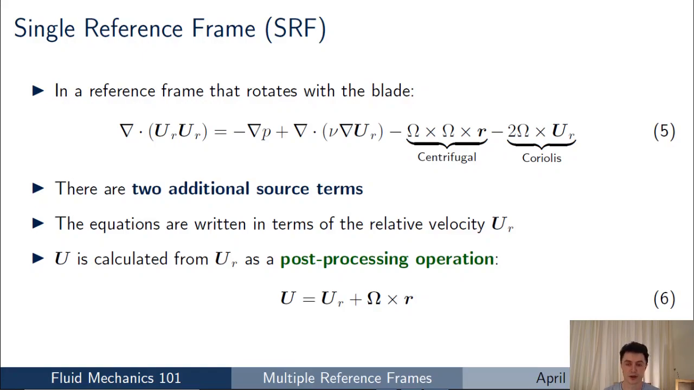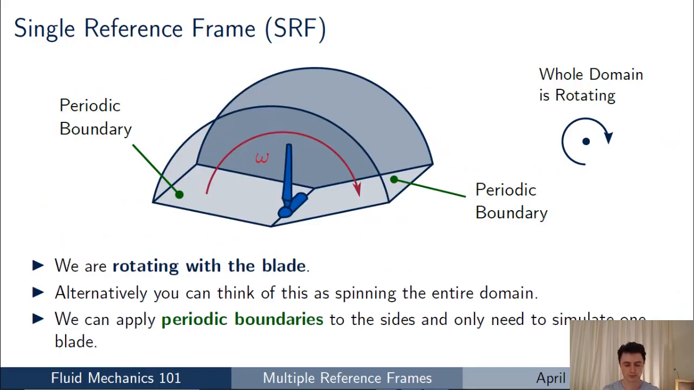And that's a way you can think about those 2 source terms if you're interested. And it's worth noting that with this approach, we solve for the unknown, which is the relative velocity. And once we have that, we can then use equation 6 as a post-processing operation to back calculate the global velocity u. And that allows us to get our complete solution that we're interested in.